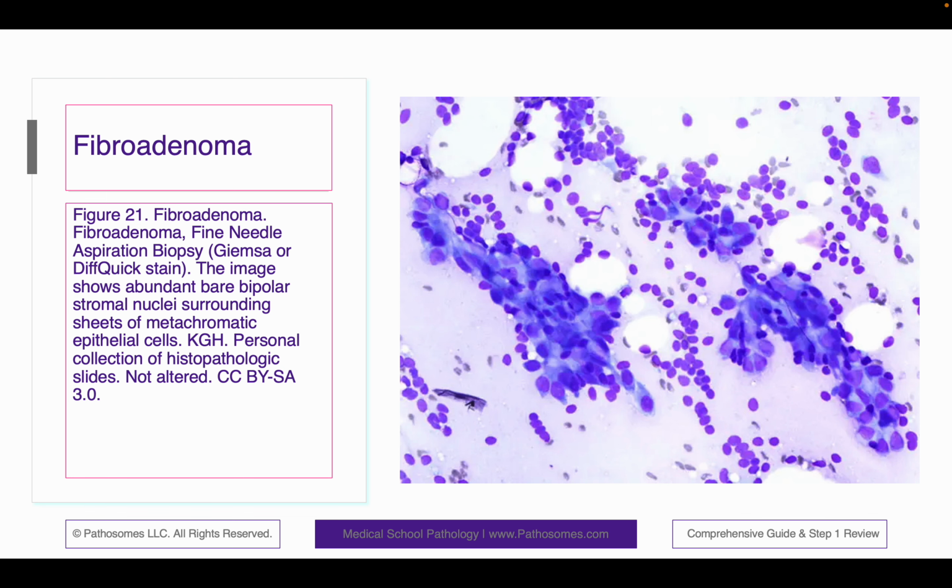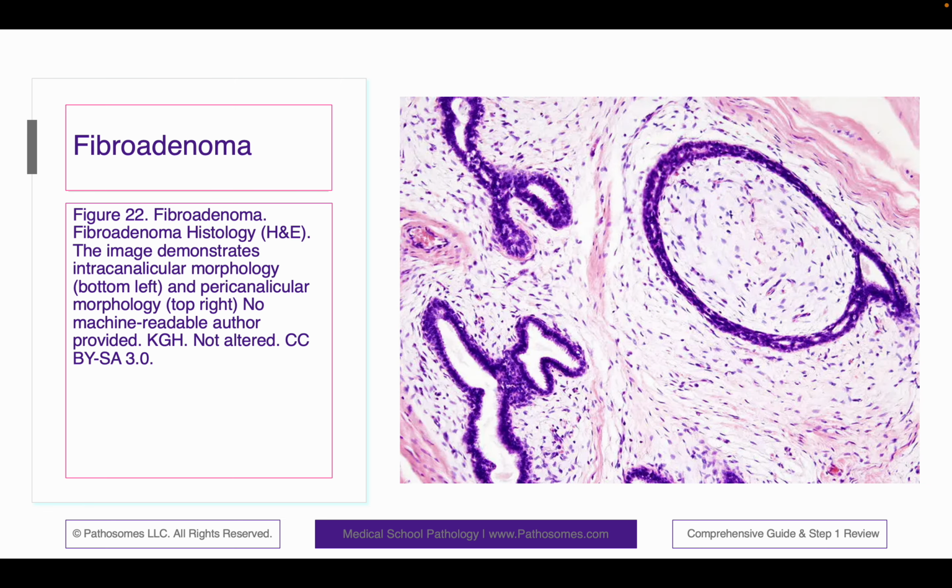And now we have an FNA that's been stained, highlighting these abundant bare bipolar stromal nuclei surrounded by sheets of metachromatic epithelial cells, characteristic of a fibroadenoma. What's this histology? You see all the fibrous tissue, you see the ducts that are just compressed and pushed together. This is the intracanalicular morphology of a fibroadenoma.